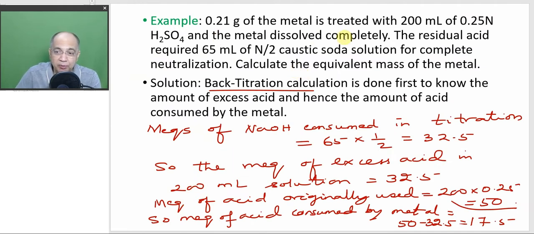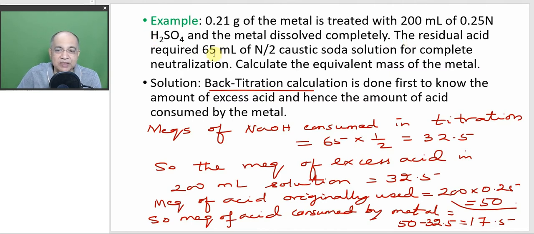0.21 gram of a metal is treated, it's a metal, as an impure metal. I'm sorry, it's a pure metal. 0.21 gram of a metal is treated with 200 ml of 0.25 N sulfuric acid, and the metal dissolved completely. It means that this is the reagent taken in excess, deliberately.